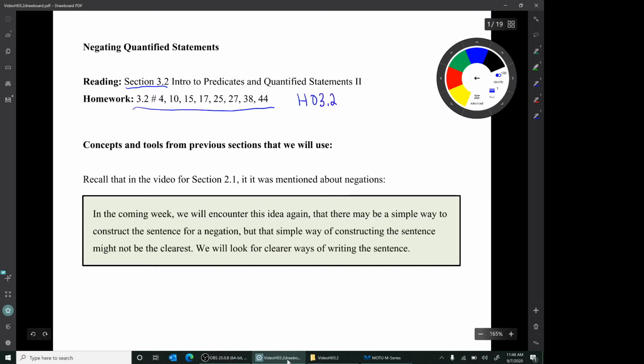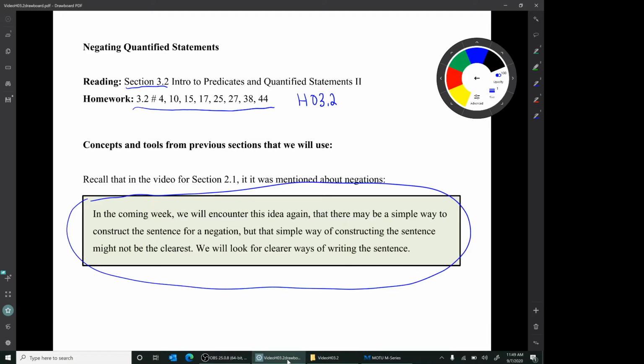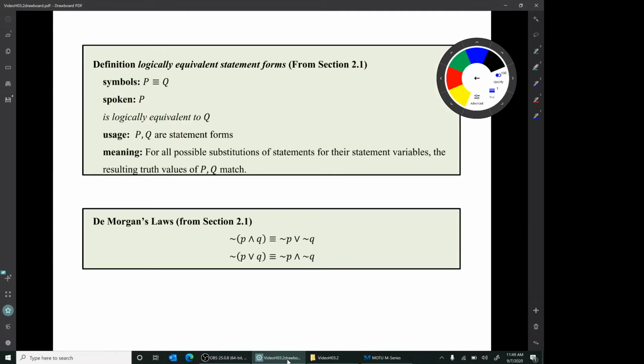An important concept from a previous section, section 2.1, was mentioned in the video for that section: we're going to be discussing negations, and there is an issue of how to express a negation in a way that's clearest to understand. We'll always look for clearer ways of writing the sentence of a negation. We'll also be using a number of other concepts from previous sections.